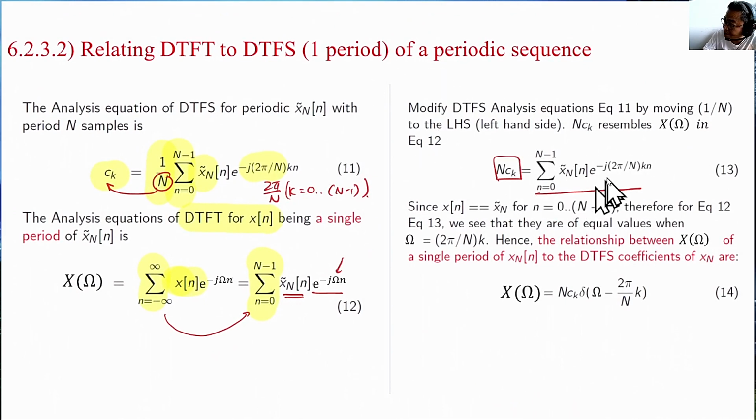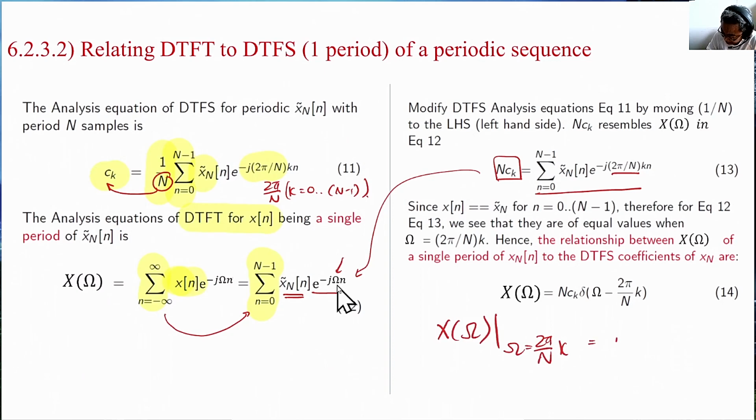And this equation, equation 13, is even closer to equation 12, because on the right hand side, both are the same. Both are examining x[n], a single period, and in the DTFS, we are examining at this particular frequency, 2π over N k. But in the DTFT, we are examining the real ω. So what we can conclude is that X(ω) at ω equals 2π over N k is the same as N c_k. That is the conclusion.